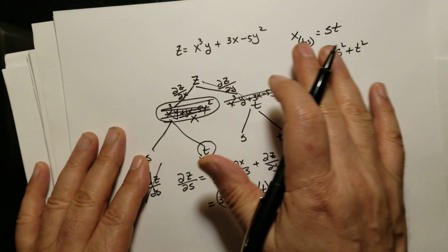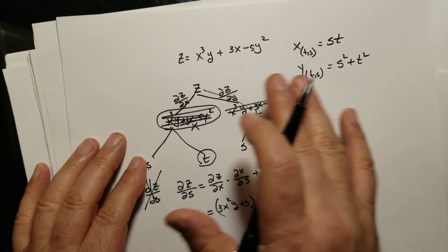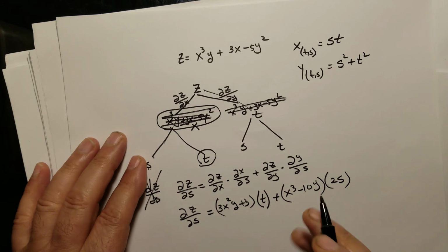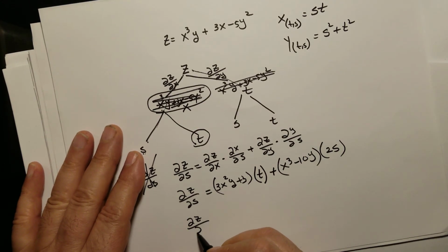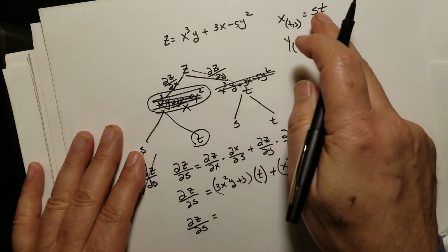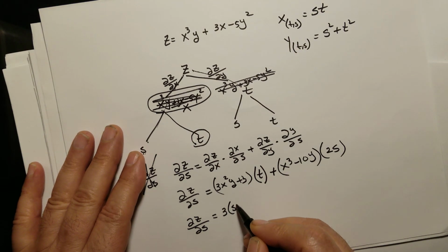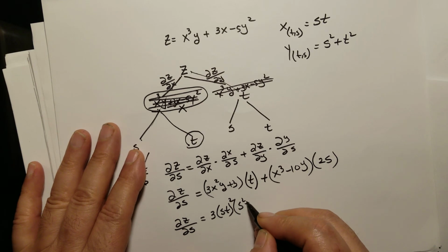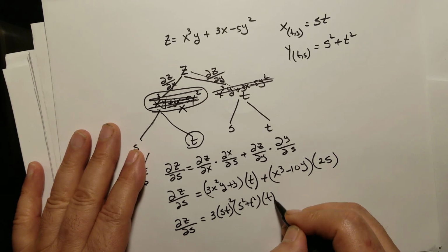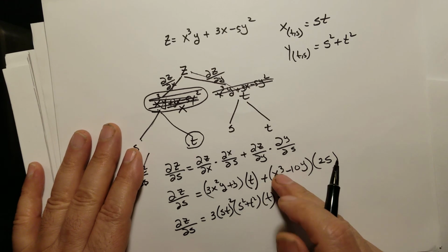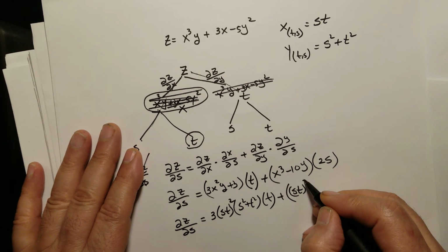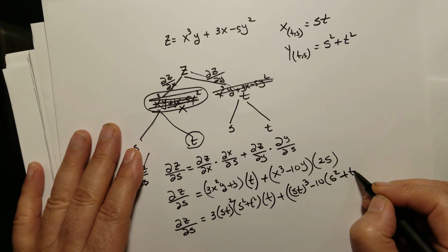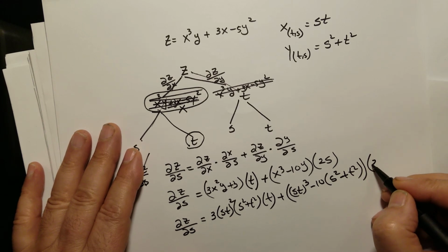Because your x and y both are functions of s and t, your z at the end has to be a function of s and t. Therefore, I go right here and replace the x with st, the y with s squared plus t squared, so it's 3(st)^2 y plus 3, times t, plus (st) cubed minus 10 times (s squared plus t squared), times 2s.